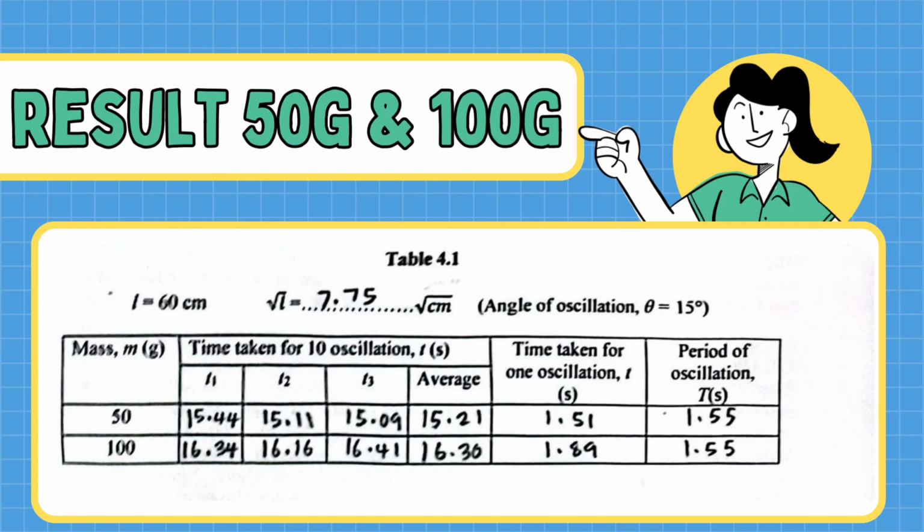In table 4.1, we keep the string length constant at 16 cm with a small angle of oscillation of about 15 degrees. We tested two different bobs, one with a mass of 50 gram and the other with 100 gram.